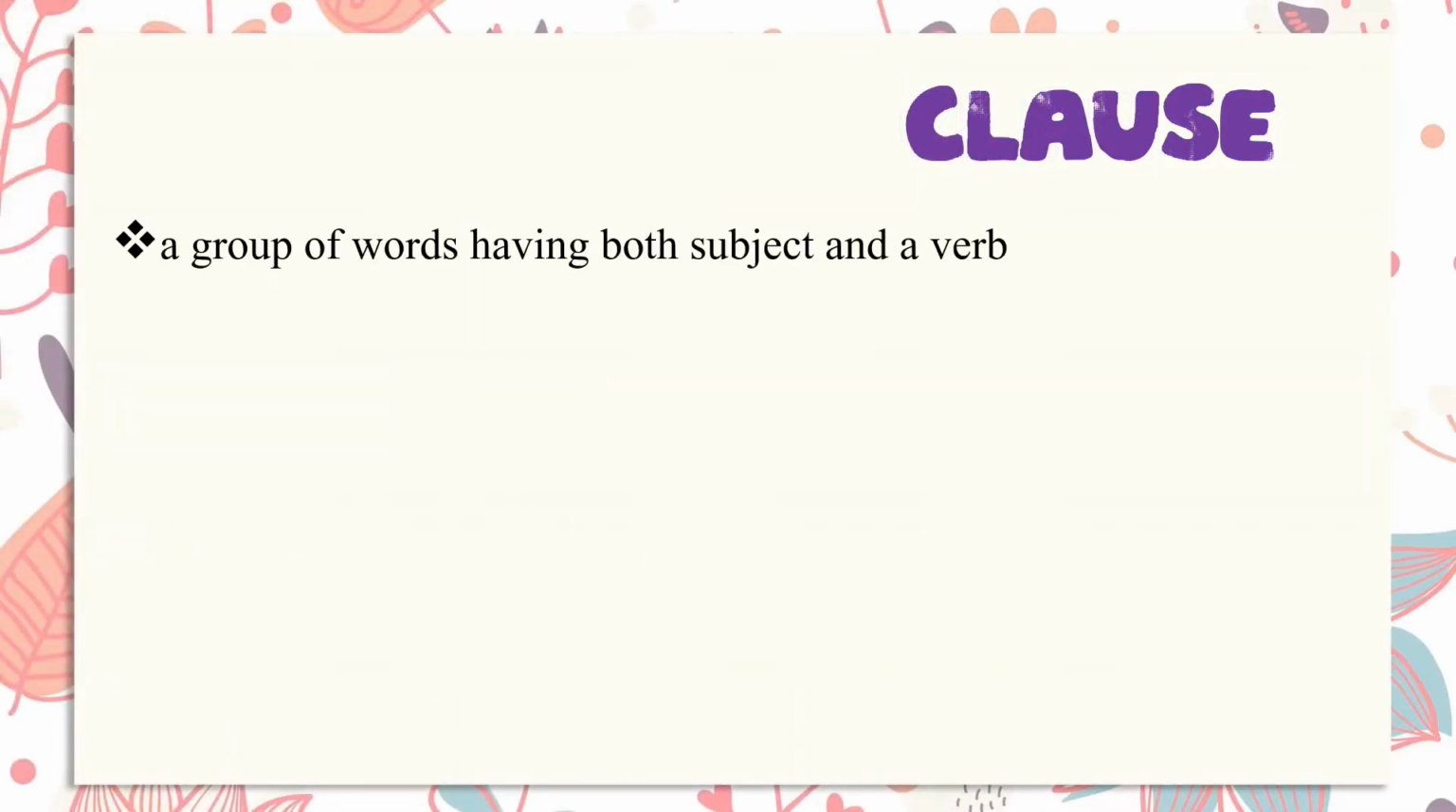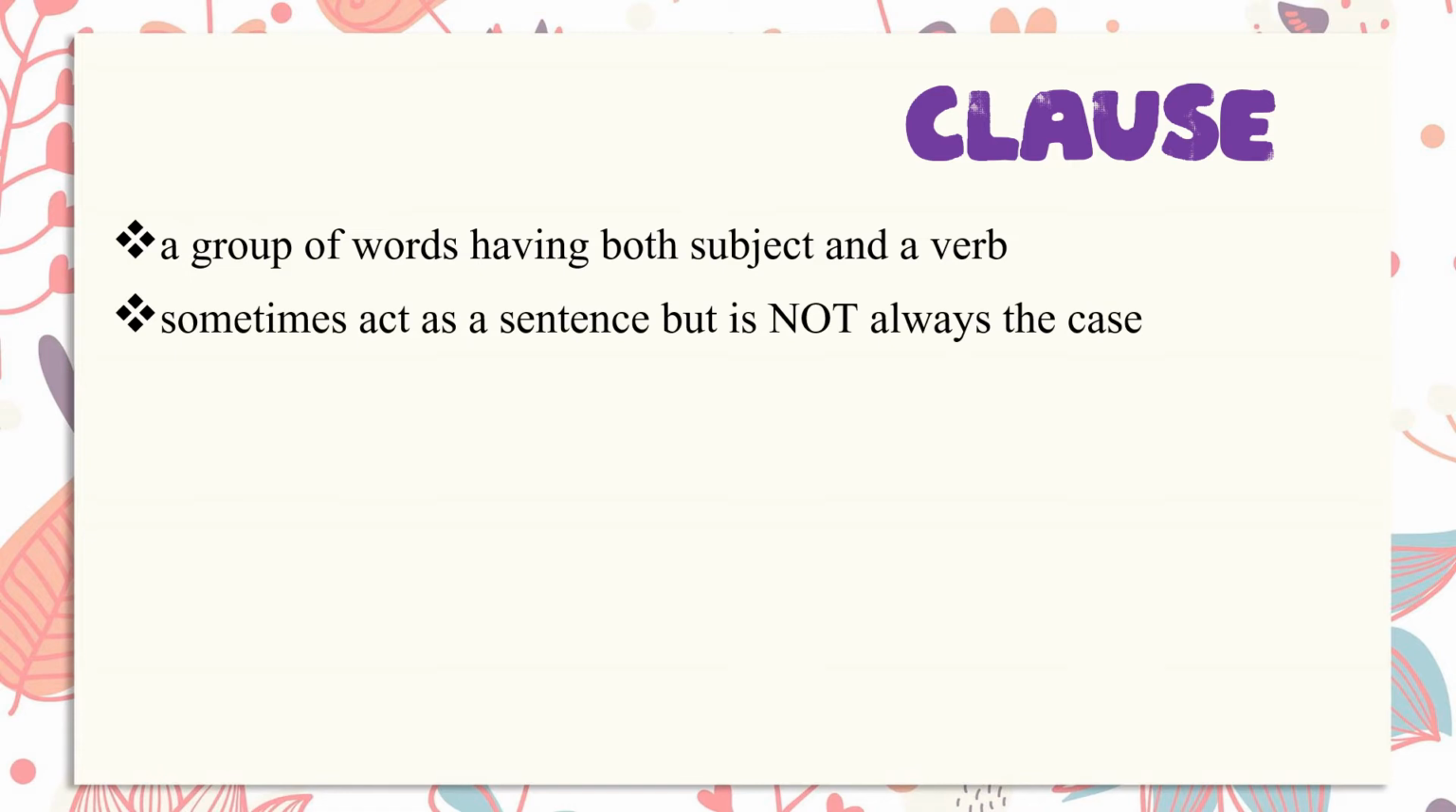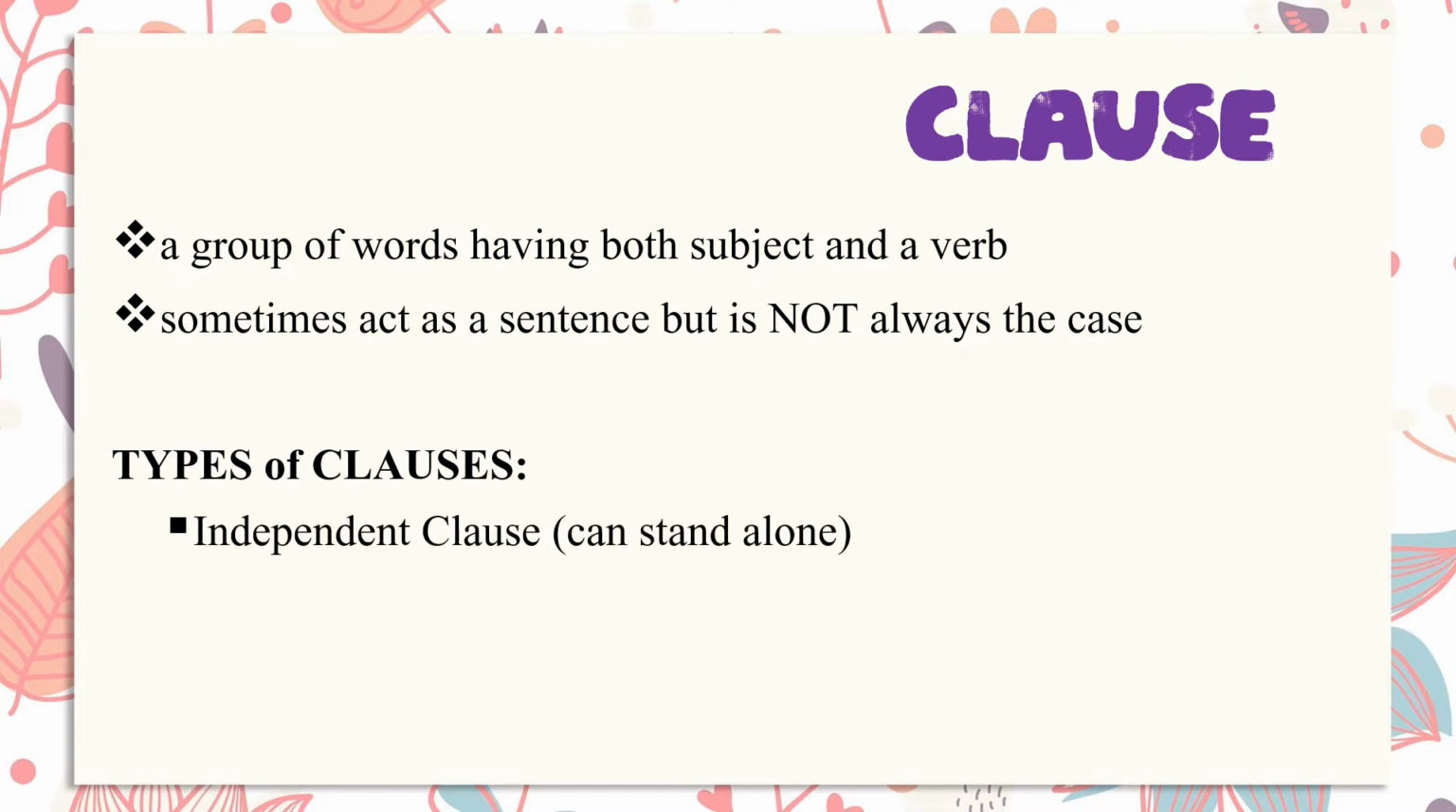Now let's talk about clause. When we say clause, it is a group of words as well, but this time it has both the subject and the verb. Sometimes a clause acts as a sentence, but it is not always the case. We have 2 types of clauses. They are independent clause, which means it can stand alone, and the dependent clause, which means it cannot stand alone.